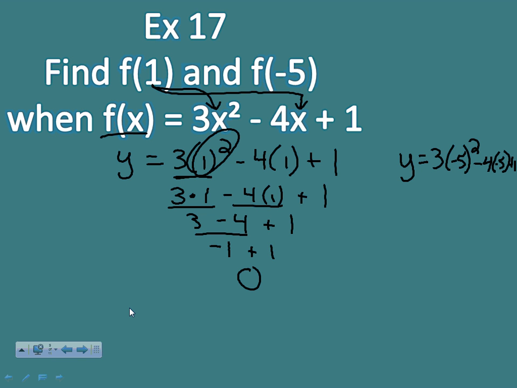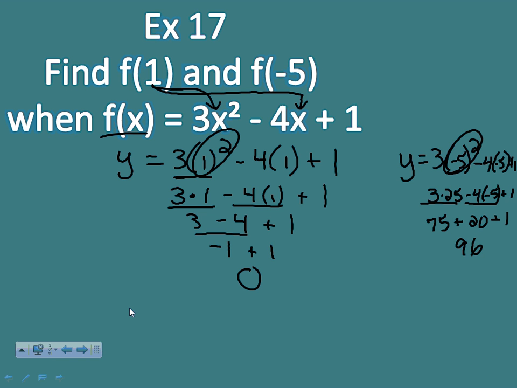And you can check it. So same thing here too. When you plug this in, negative 5 squared, you got to square first. What's negative 5 times negative 5? Positive 25 minus 4 times negative 5 plus 1. We can multiply that. We can multiply that. 3 times 25 is 75. What's negative 4 times negative 5? Positive 20. So that gives you 96.